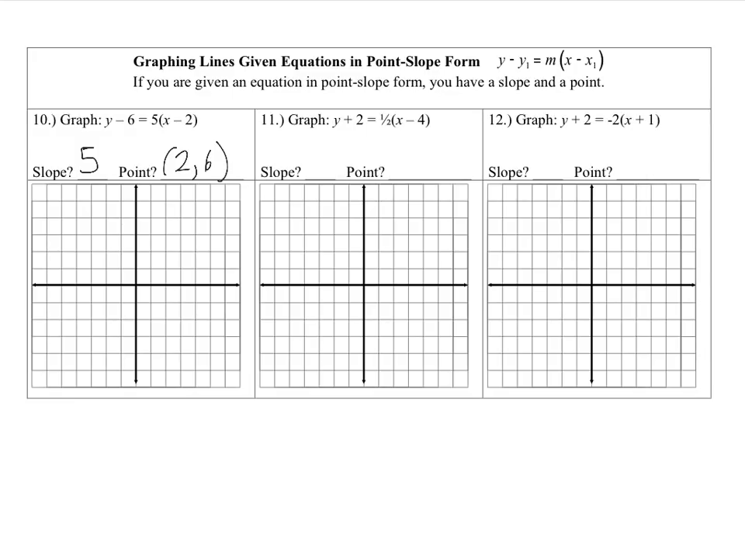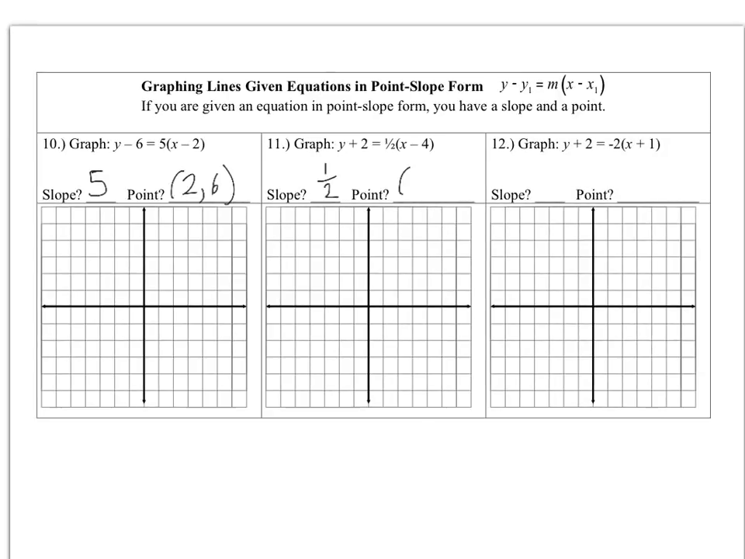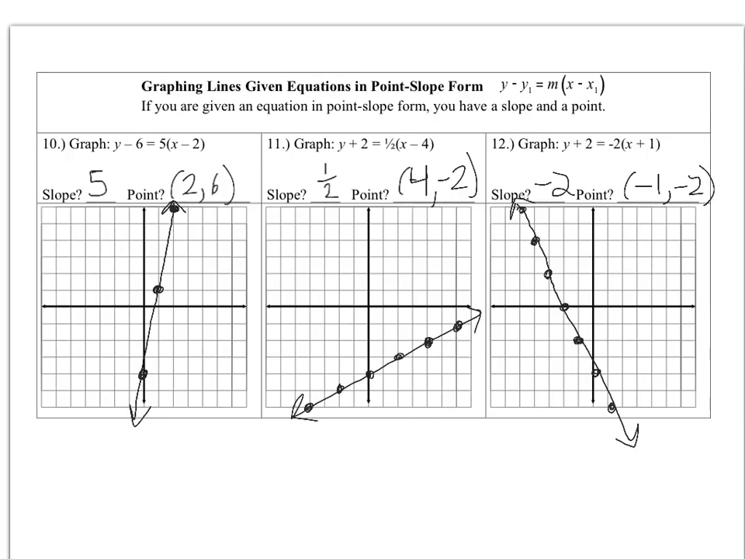And now let's take a look at the next one. Number 11, the slope is right in front of the parenthesis, which is 1/2. And the point is not negative 4, positive 2, but positive 4, negative 2. All right, now take a moment to stop the video and finish this little section, and then tune back in to make sure you're right. All right, and so here are the answers to these three. If you don't get them, stop the video, come let me know.